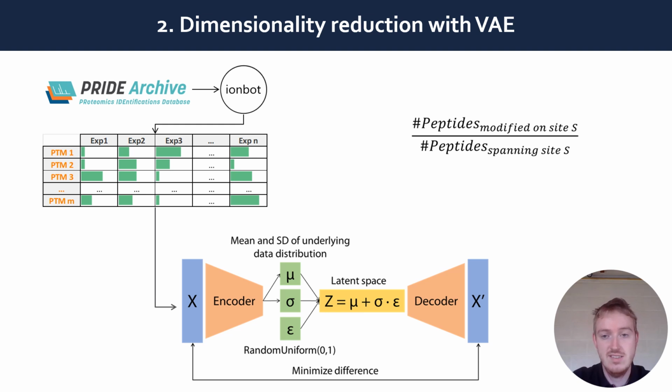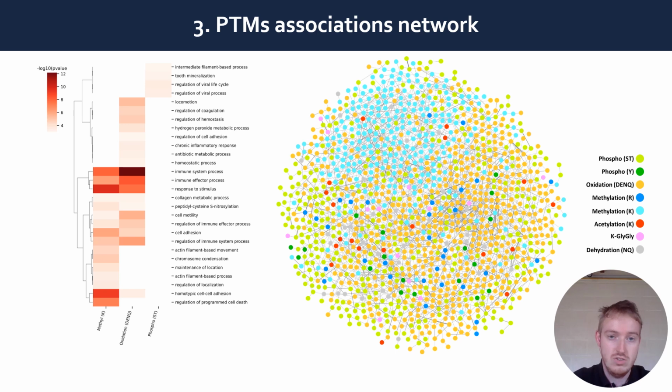The idea is that the latent space will contain all the essential features of the original data, free of noise and possible artifacts. So to obtain the final PTM network, I calculated Pearson correlations between the different PTMs inside the latent space.